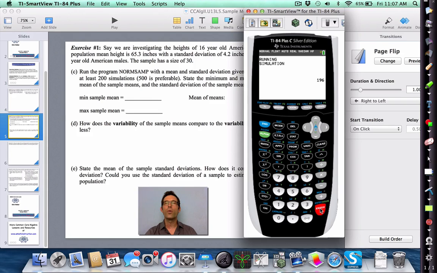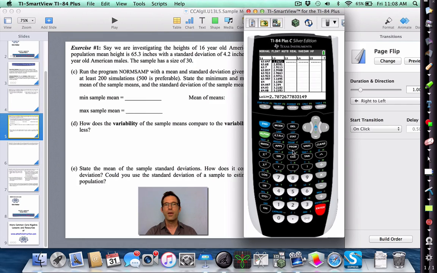All right, well, we're back, and it's just about done with the simulation. As you can see, we're almost up to 200. It gets to 200, and it takes a little bit because it's doing a little bit of math right now for us. There we go. And the program says sample means in L1 and sample standard deviations in L2. So what I'm going to do right now is take a look at the data lists.